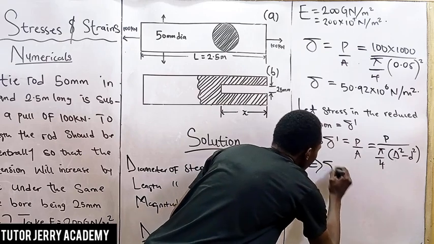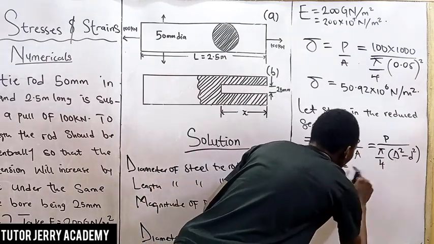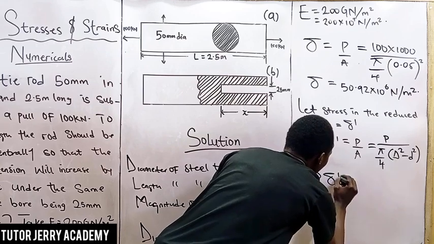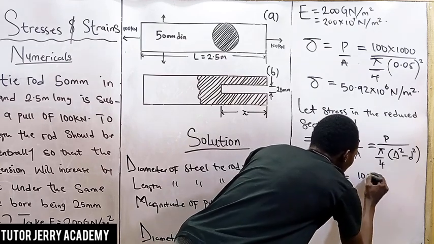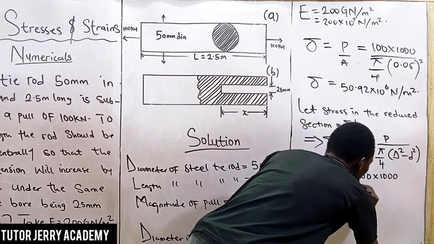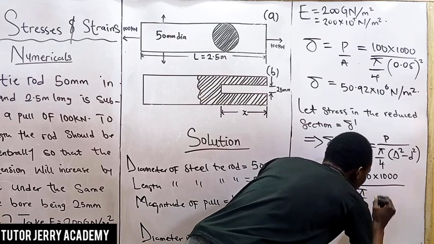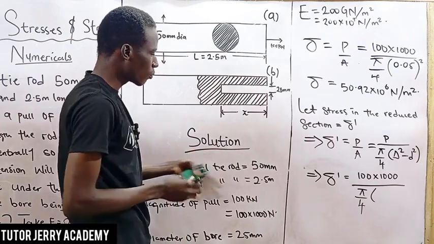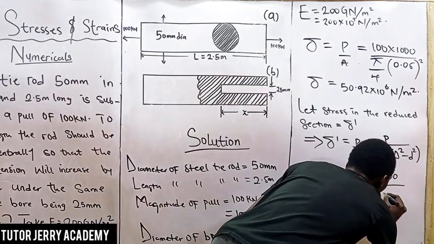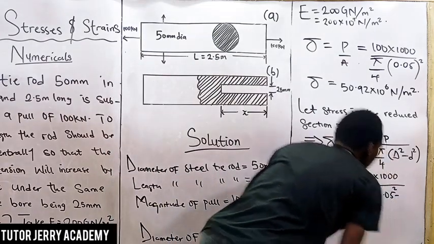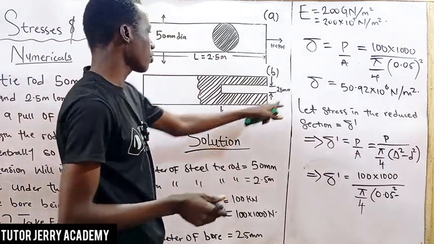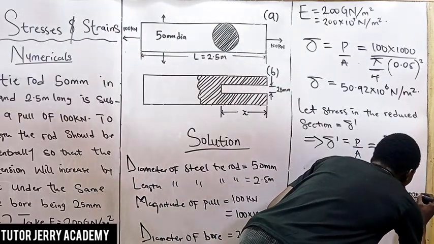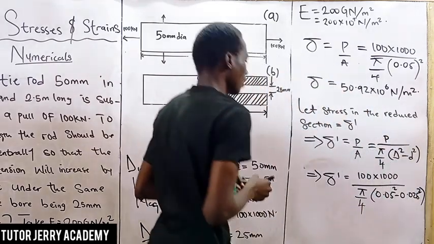So here, sigma prime equals P, which is 100 times 10 times 1000, all over pi by 4 into, now our outer diameter, of course, is 50 millimeter, which we have converted to 0.05, all squared, minus the inner diameter, which is 25 millimeter, the same thing as 0.025, of course, in meters.